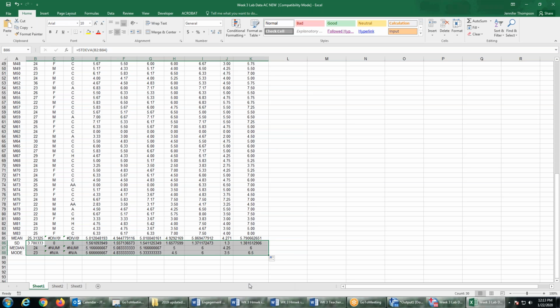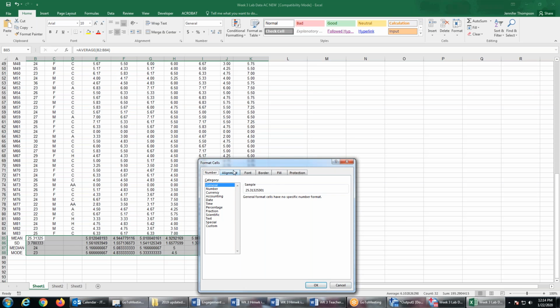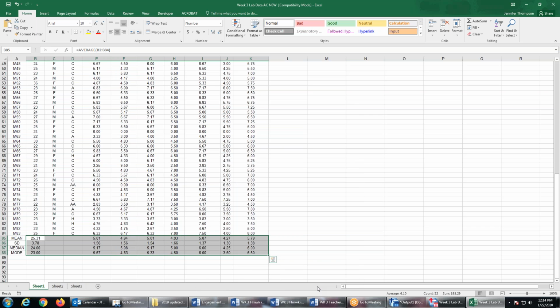Then when you're done, I would point out that gender and ethnicity is not a numeric value. It's qualitative data. It's not quantitative. So we're going to delete this. And then the other thing is selecting this, right-clicking, format, and making it 2 decimal points.